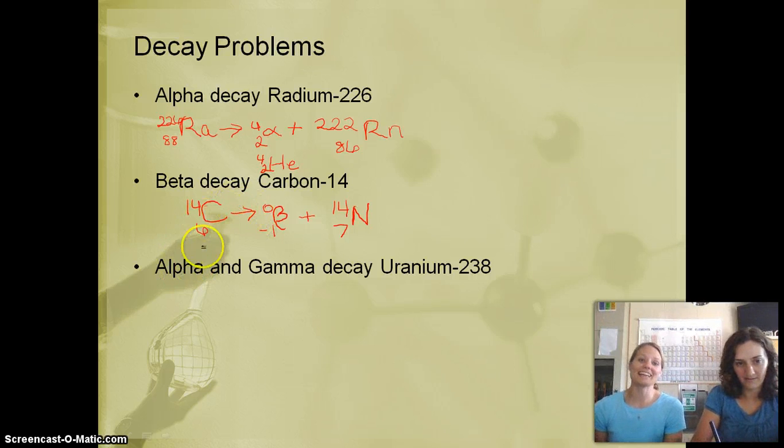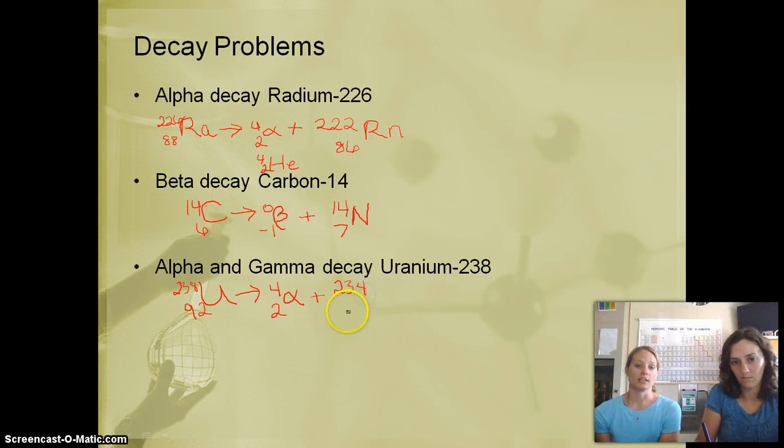All right, we're going to alpha and gamma decay uranium-238. Okay. So, uranium-238. 92 is its atomic number. Okay. And alpha and gamma, what we're going to do is we're going to alpha decay first. So let's figure out our alpha. We got 4 and 2. And then what are we going to be left with? We do our subtraction. 238 minus 4 leaves you 234. And 92 minus 2 is 90. We can all do our basic math skills. So we're going to look up 90 on our periodic table, and we're going to find it to be Th, thorium.